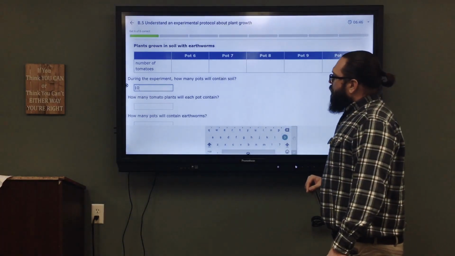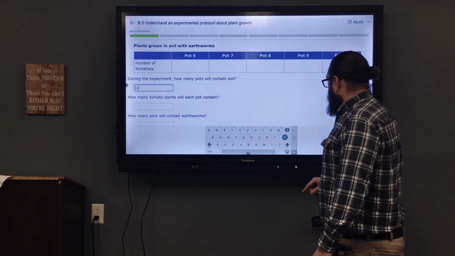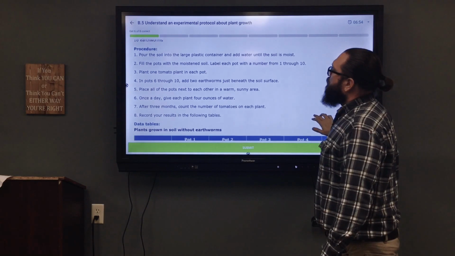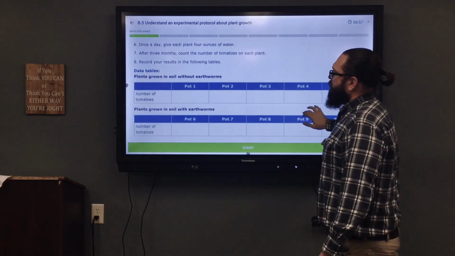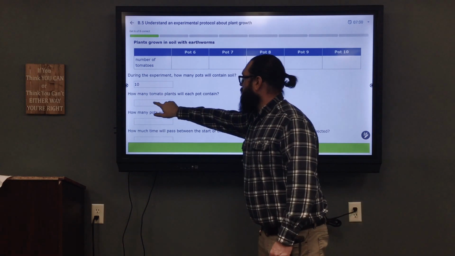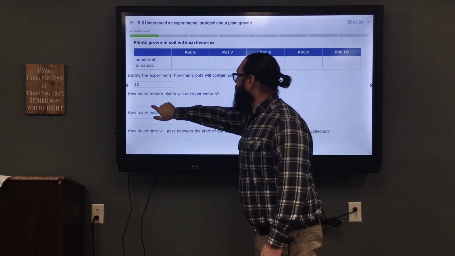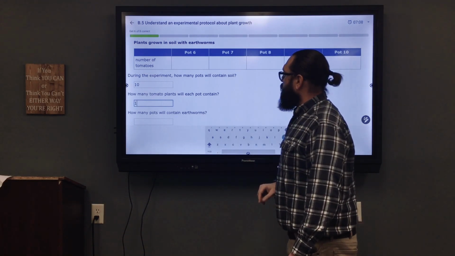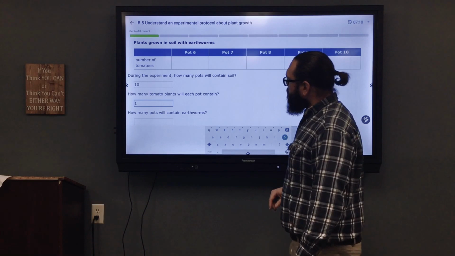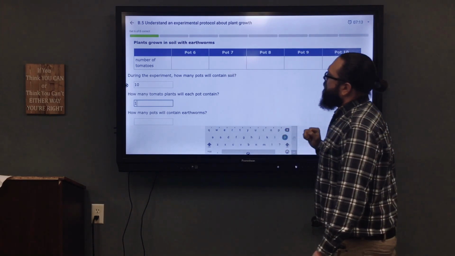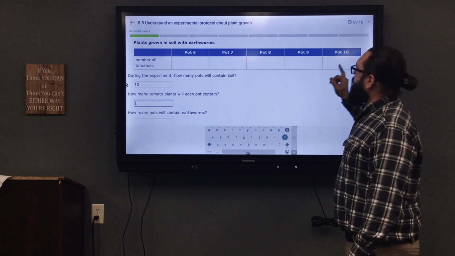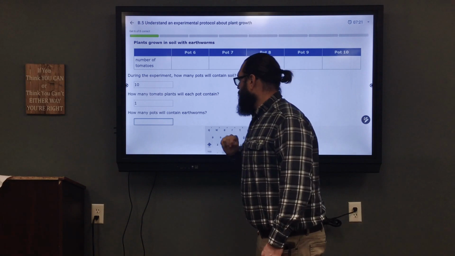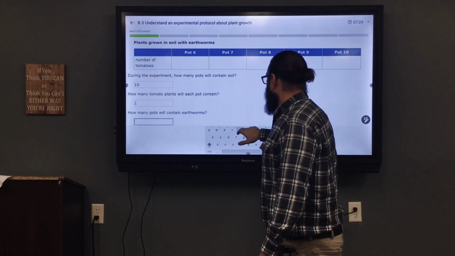How many tomato plants will each pot contain? Okay, let's go look at our procedure again. Plant 1 tomato plant in each pot. So 1 plant per pot. How many pots will contain earthworms? Well, we can see this on our data table that it's only pots 6 through 10 that will contain earthworms. So in this question, the answer is 5.